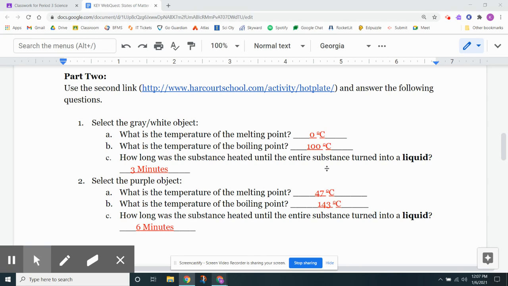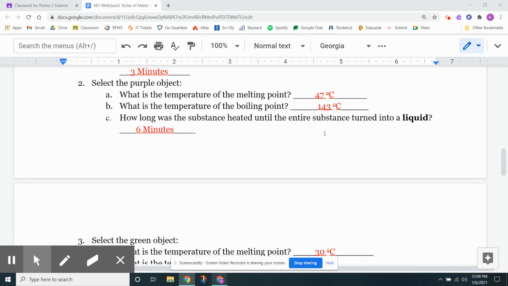So when we had the gray/white object, it asked us to find the temperature of the melting point, which is when it first started to melt from a solid to a liquid. And that temperature was 0 degrees Celsius. The temperature of the boiling point, when we first started to see steam or vapor appear, was 100 degrees Celsius. And then how long it took for the entire substance to melt into a liquid was 3 minutes.